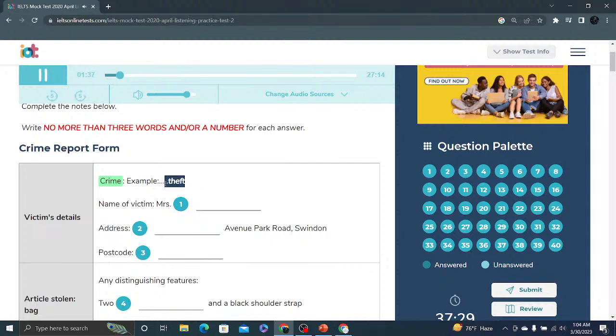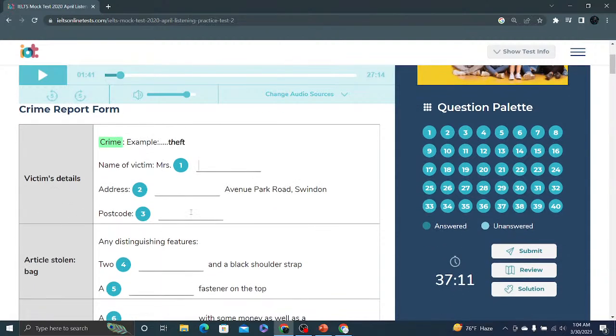So, you write THEFT in the space provided. I hope you got the sample one. Let's begin with question number 1, and let's read it to find out the keywords for this question. Here we can see it's victim's details. We are going to listen for all about the victim's details. Let me highlight the keywords for question number 1: name of victim is Mr. blah blah.